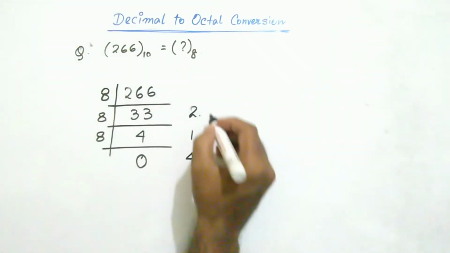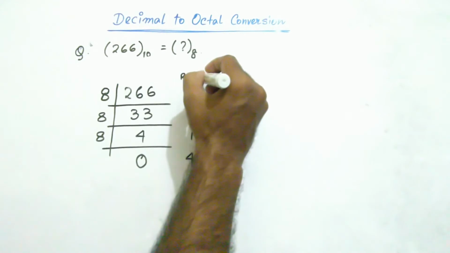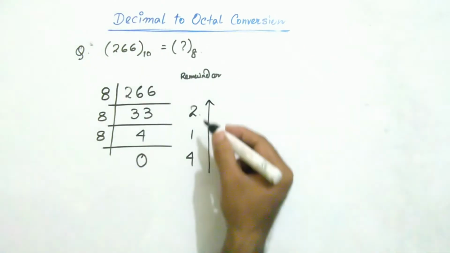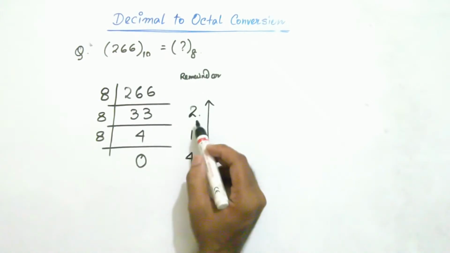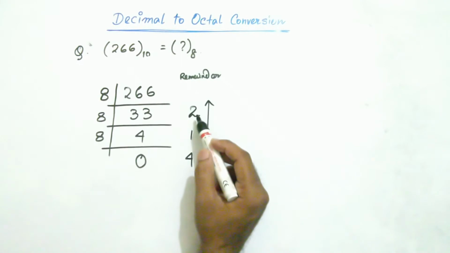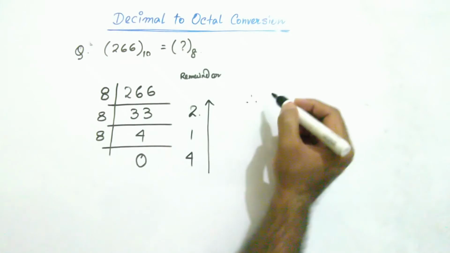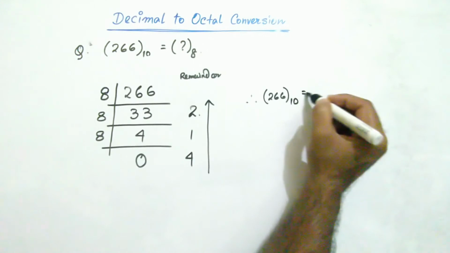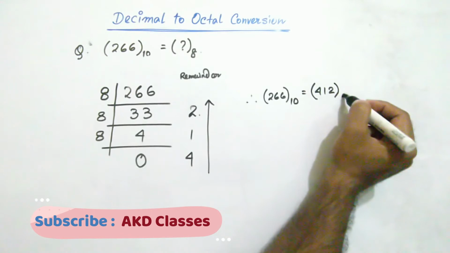So here we will stop the process and collect the remainders from bottom to top order. The first remainder becomes the LSB, least significant digit, and the last remainder becomes the most significant digit. Therefore 266 in decimal is equivalent to 412 in octal.